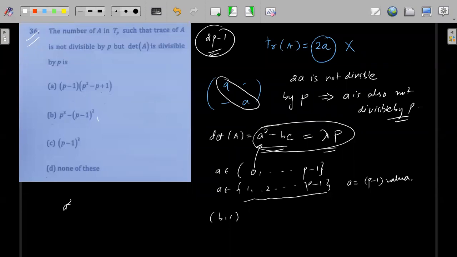Why P minus 1 whole square? Because P minus 1 for B and P minus 1 for C. So P minus 1 whole square matrices will be formed for BC. Understood? Fine. Copy this one also.